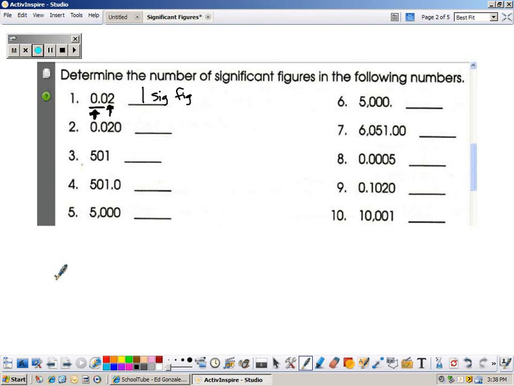Question 2. Okay, 0.020. Now in this problem we have three rules that we're going to use to find the significant figures. We have leading zeros like we did in the first problem. Leading zeros are never significant. We have the non-zero number, which is significant, so we'll check that off. And this last zero is called a trailing zero. Trailing zeros are only significant when there's a decimal point, and we do have a decimal point. So this number has two significant figures.